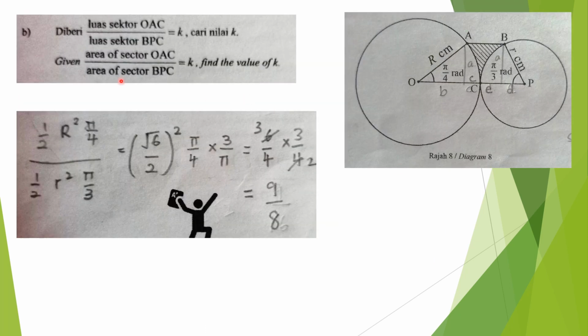Then we go to the next question, part B. Given area of sector OAC over area of sector BPC equals k, find the value of k. So first we find the area of sector OAC. We use the formula half r squared theta. So half capital R squared pi over 4, over the area of sector BPC. For the small circle, we use the same formula: half, radius is small r squared, theta is pi over 3.